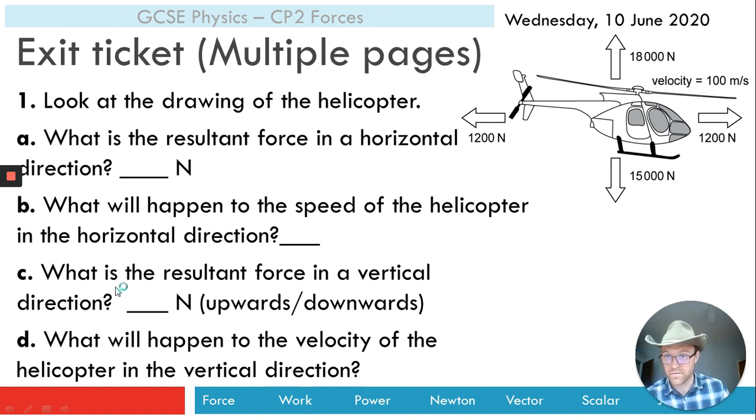Constant speed, constant velocity. C: What is the resultant force in a vertical direction, i.e. upwards and downwards? Add up the force acting down and the force acting up, and will there be a resultant force upwards or downwards, and what will the size of that force be? And D: What will happen to the velocity of the helicopter in the vertical direction, i.e. up and down direction? I'm not worrying about left and right.